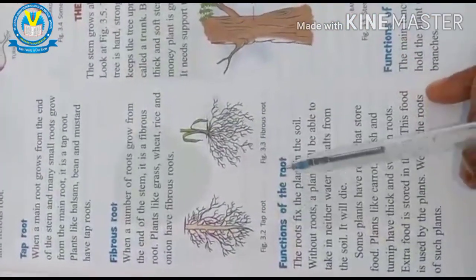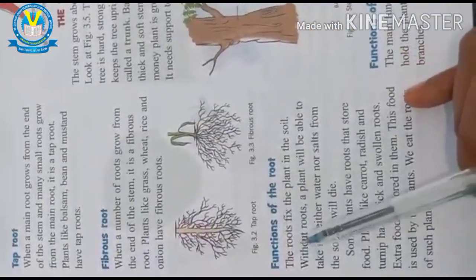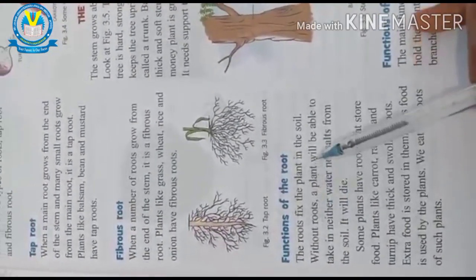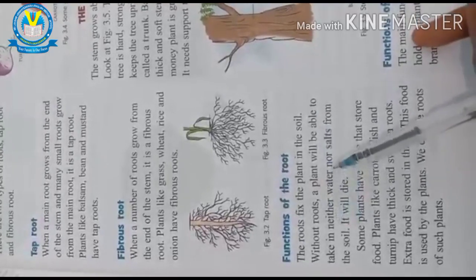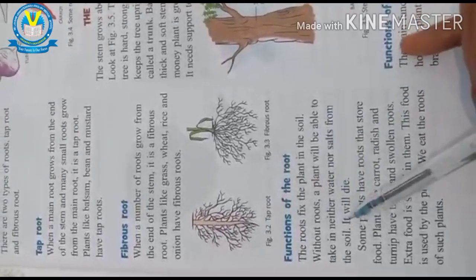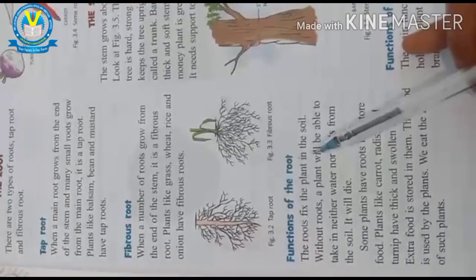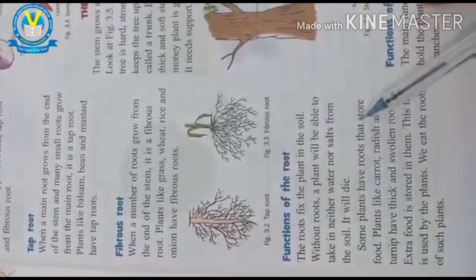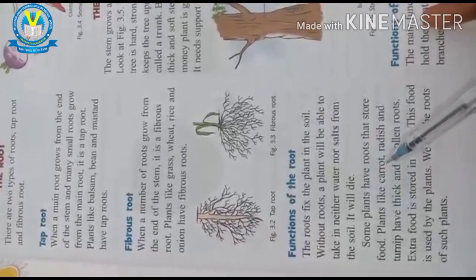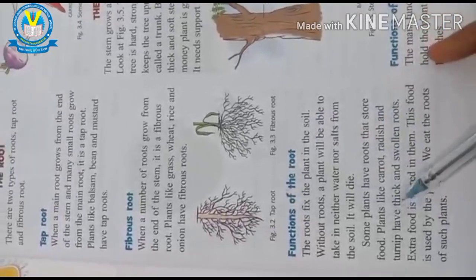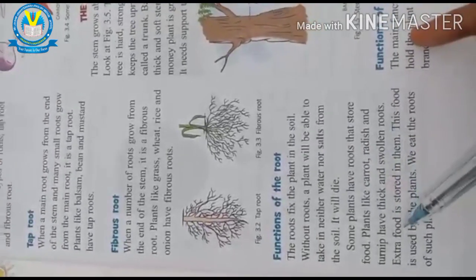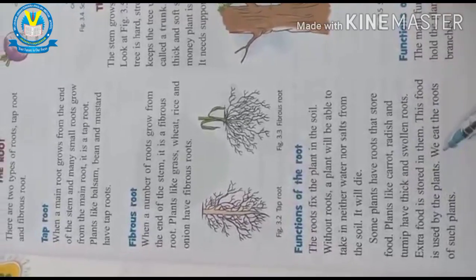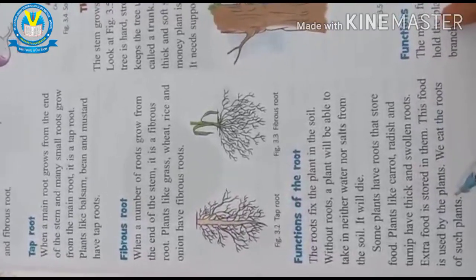Next, functions of the root. How is it working? The roots fix the plant in the soil. Without the roots, a plant will be able to take in neither water nor salts from the soil. It will die. Some plants have roots that store food. Plants like carrot, radish and turnip have thick and swollen roots. Extra food is stored in them. This food is used by the plants. We eat the roots of such plants.